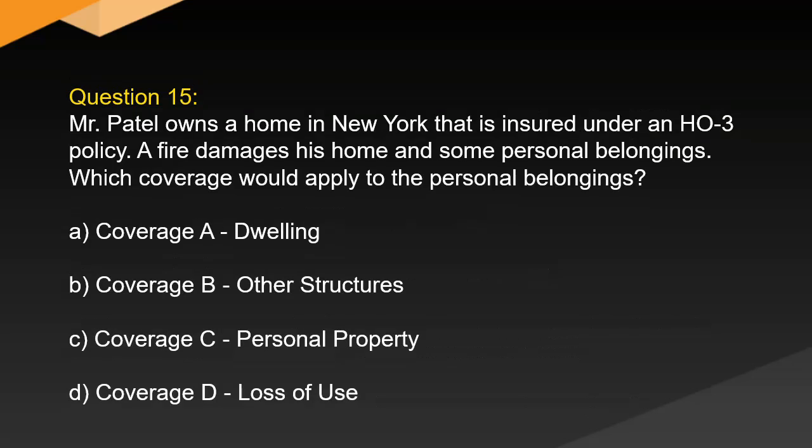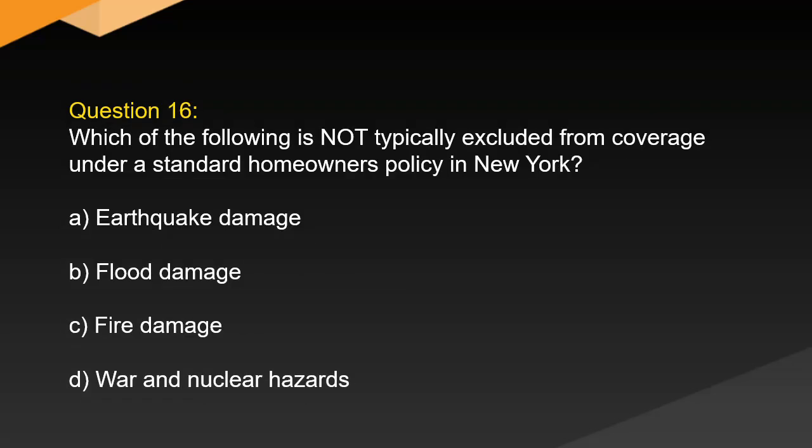Question 15. Mr. Patel owns a home in New York that is insured under an HO-3 policy. A fire damages his home and some personal belongings. Which coverage would apply to the personal belongings? A. Coverage A, Dwelling. B. Coverage B, Other structures. C. Coverage C, Personal property. D. Coverage D, Loss of use.